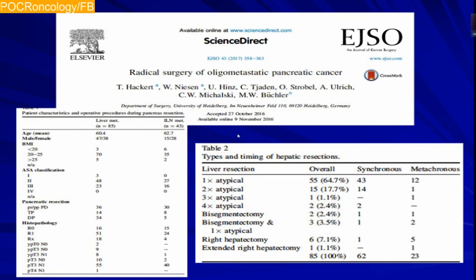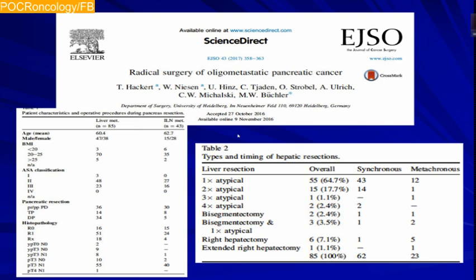Again, I'm just going to throw this out for a very selected group of patients who you gave neoadjuvant treatment, with a single metastatic liver disease, and they have stable disease and excellent performance status. Would you offer them surgery for the resectable metastatic disease as well as the local disease? This is the group of Heidelberg, Büchler.